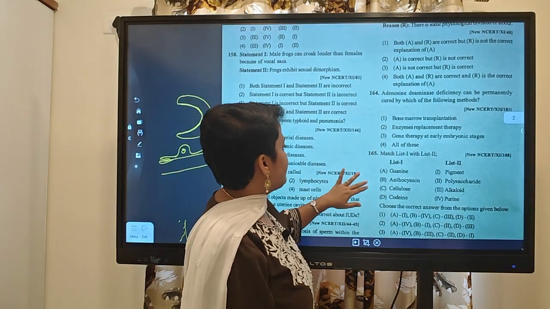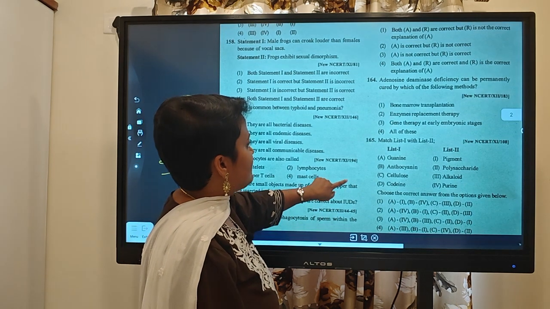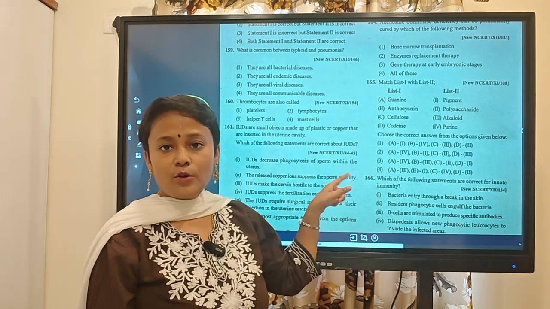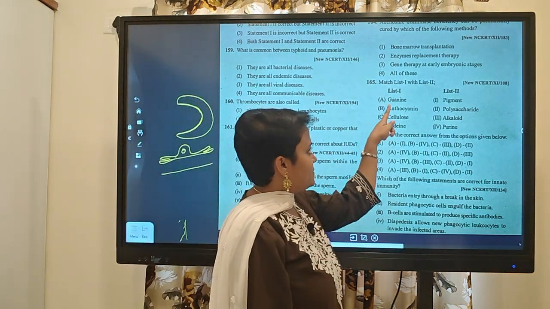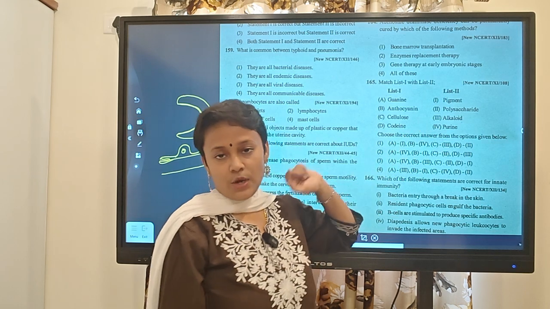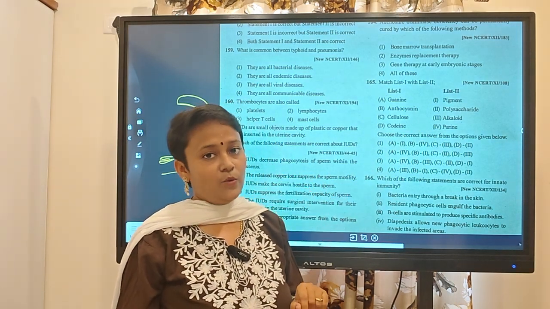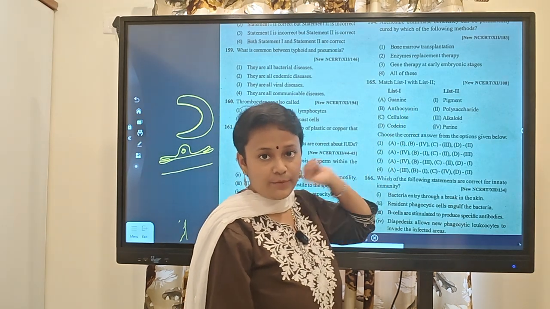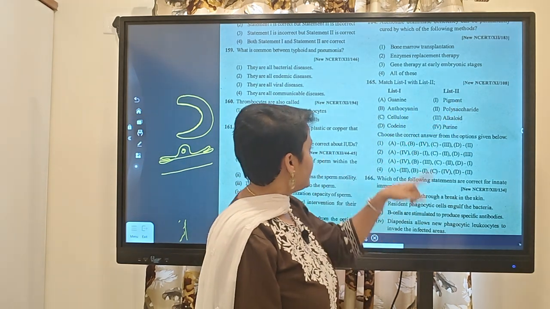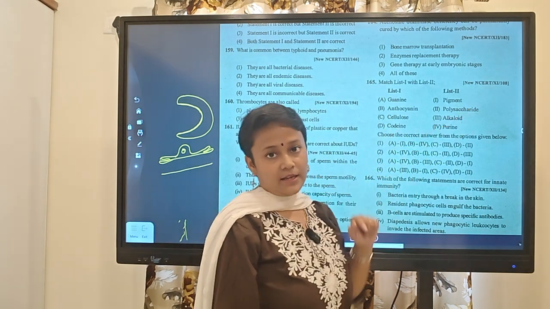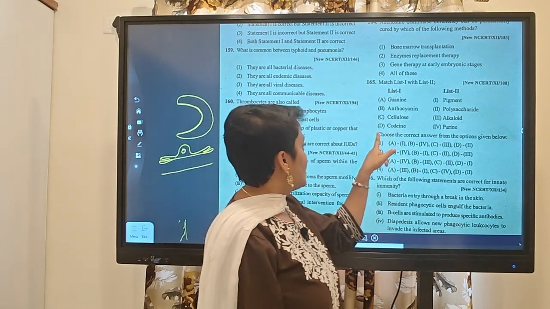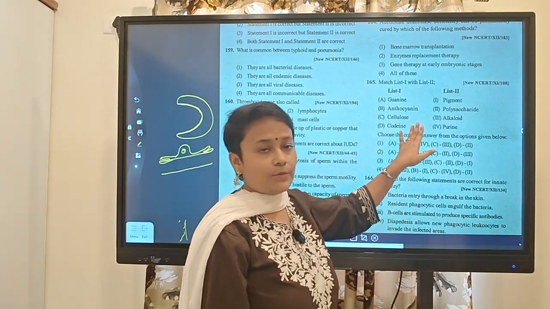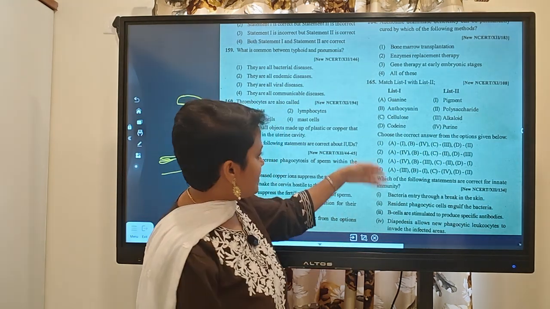Coming to 165. Now let's take a look. Here there is column matching, or list matching. Guanine, definitely it is a purine. What are the purines? Adenine and guanine, right? So guanine is a purine. Anthocyanin, it is a secondary metabolite and it is a pigment, right? Cellulose, polysaccharide. Codeine, it is an alkaloid. So all will come under secondary metabolite except guanine. So you can match according to that.